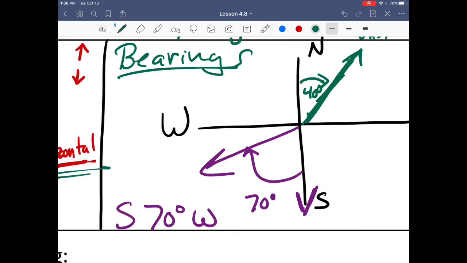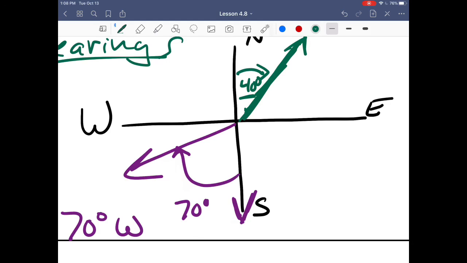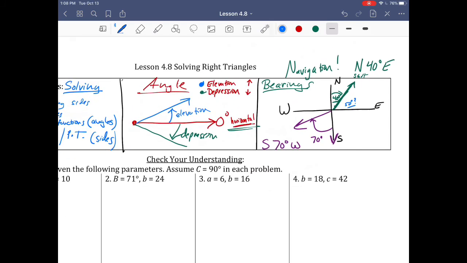And then, in context of the problem, the 40-degree angle might be relevant. The 50-degree angle right here might be relevant. So contextually, you need to make sure that you are considering the entire problem.